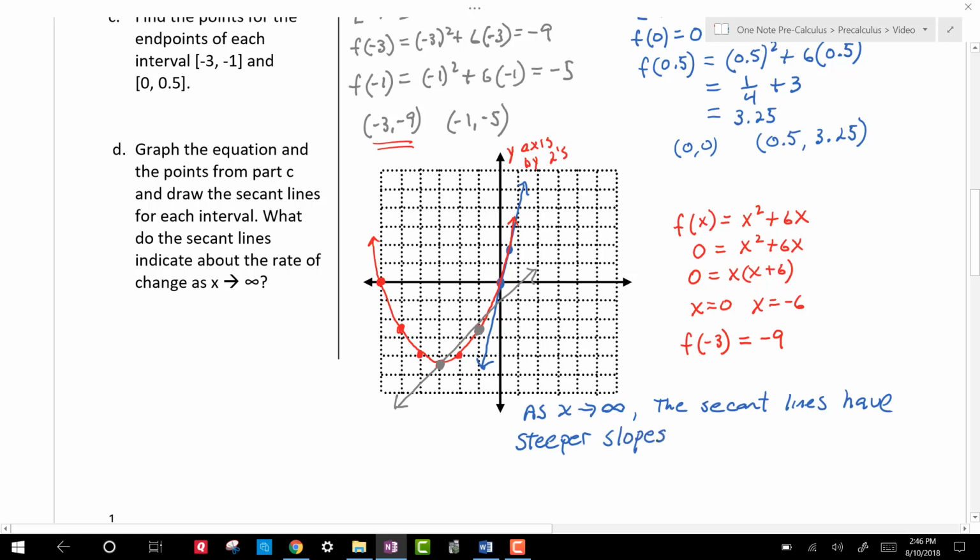And hopefully you can kind of see that based on the parabola. As you move up the right side of that parabola, the slope is getting steeper and steeper as you go up the parabola. And so this indicates the secant lines have steeper slopes, indicating that the rate of change is increasing. So as I move up a parabola, the rate of change increases as we do that.